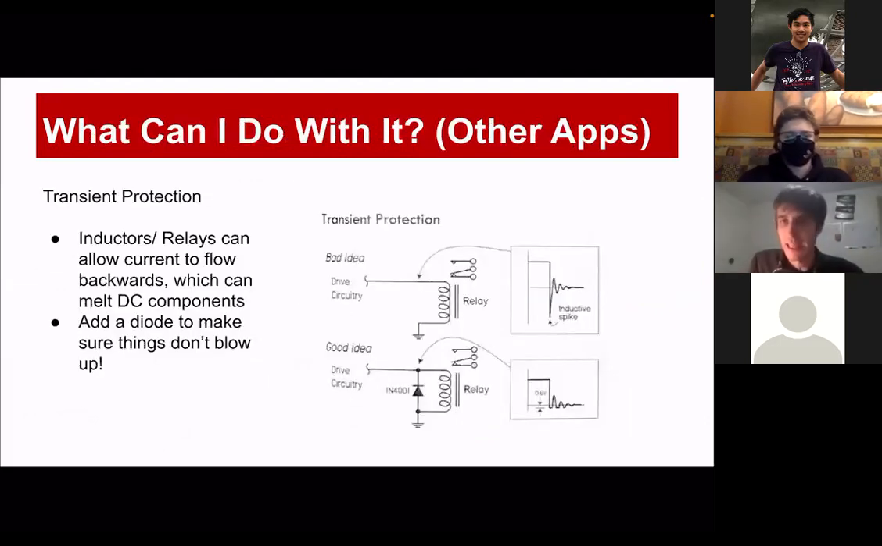So this is the other applications portion. So this is no longer physical examples that we can do, but things we can think about and look through. So this is a common diode. It's called transient protection.